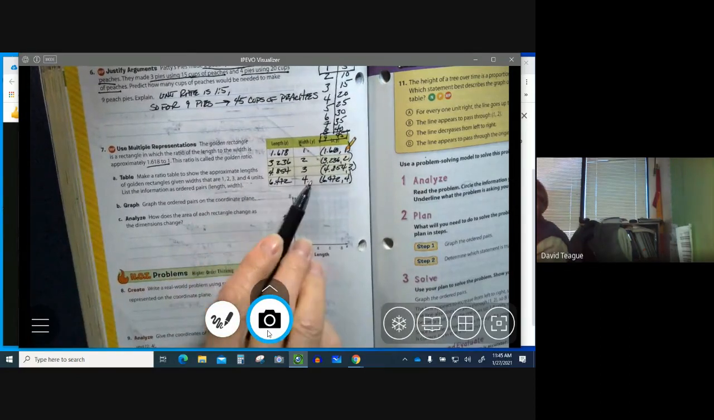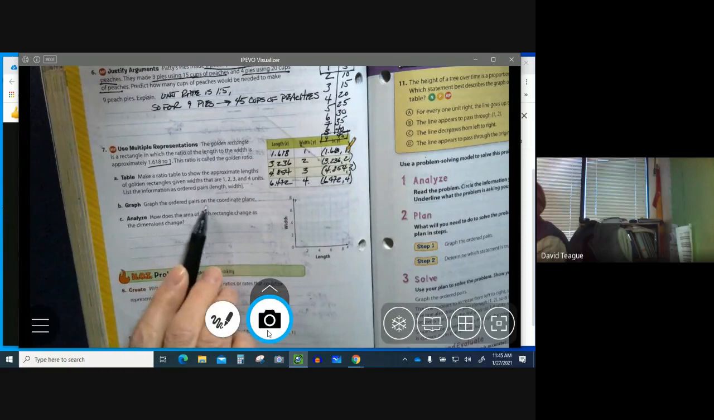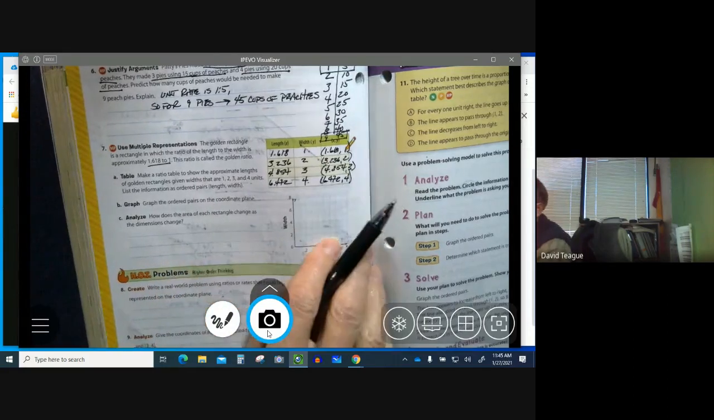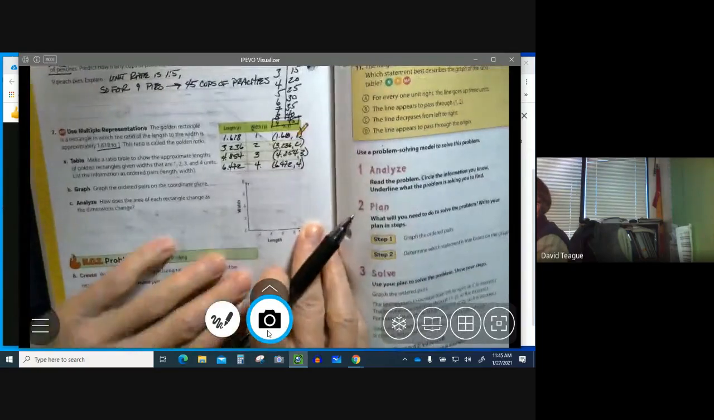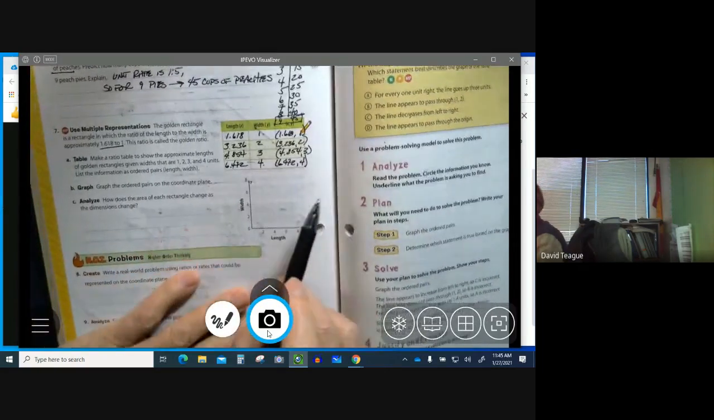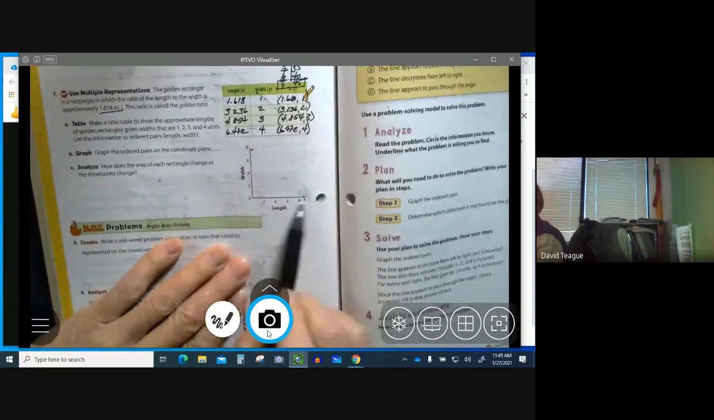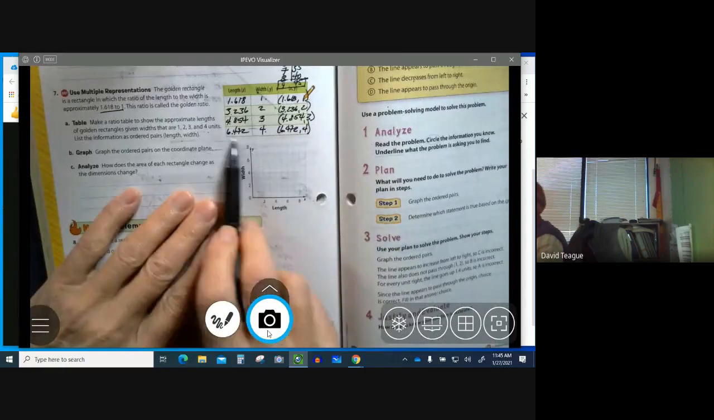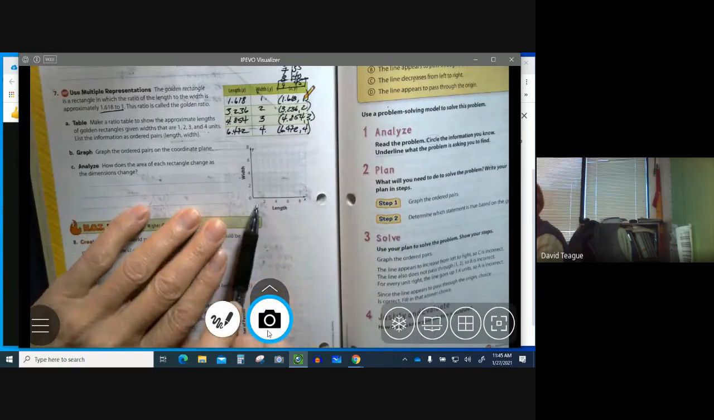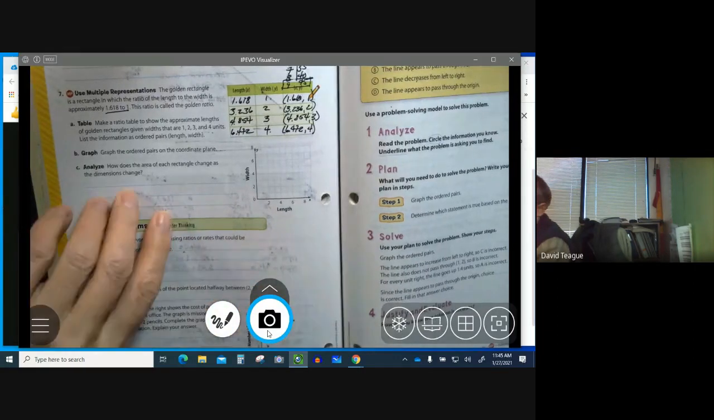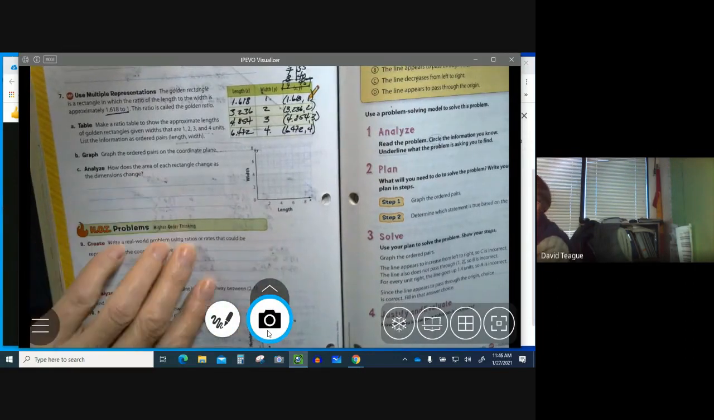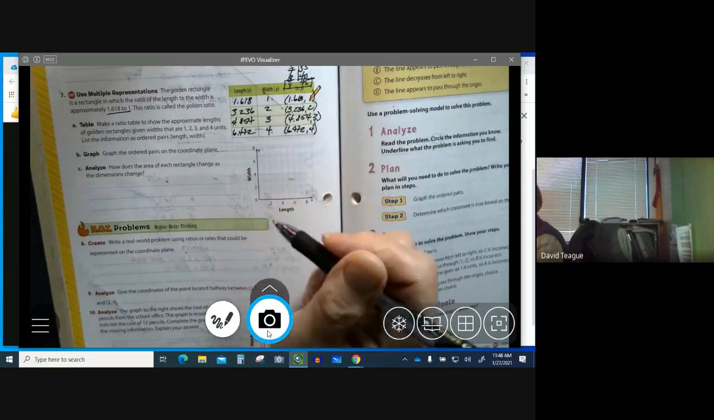So we filled out our table. Now graph the ordered pairs on the coordinate plane. Let's look at our coordinate plane. It just has whole numbers, so we're going to have to guesstimate to do this. Where are we on time? Okay, we'll probably finish this problem and that'll be it.